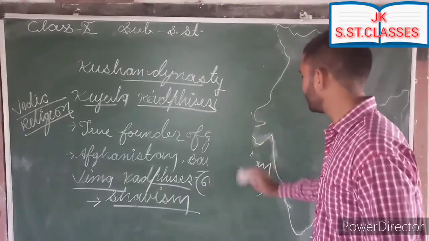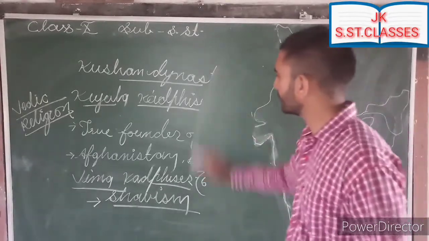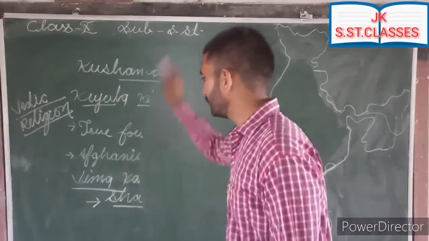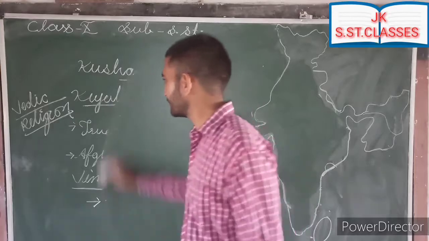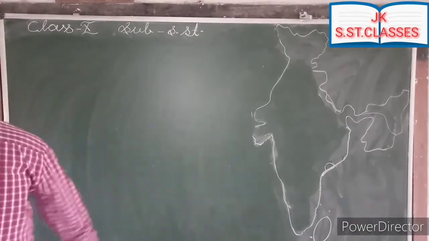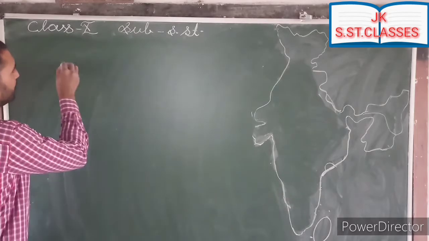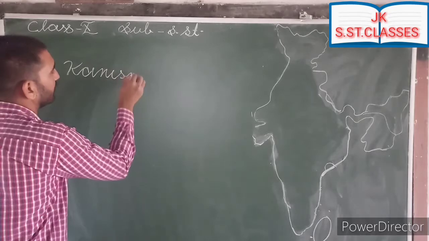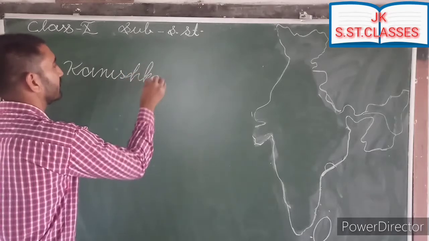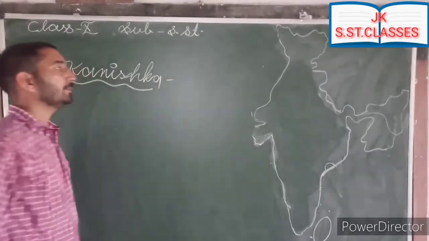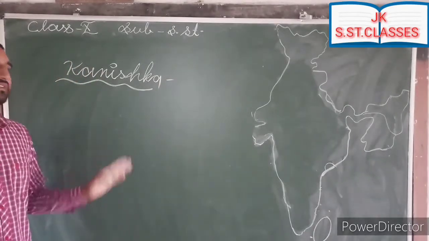After the death of Vim Kadphises, Kanishka became the ruler. And Kanishka was the most powerful and most important ruler of this dynasty. Which are the major things related with Kanishka?